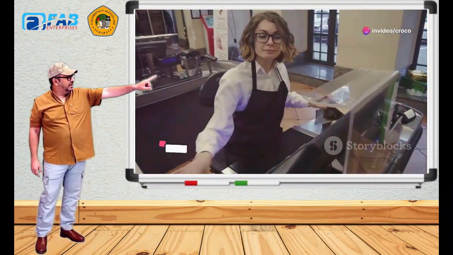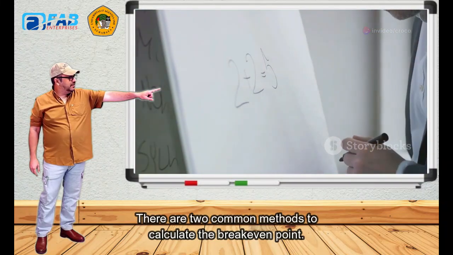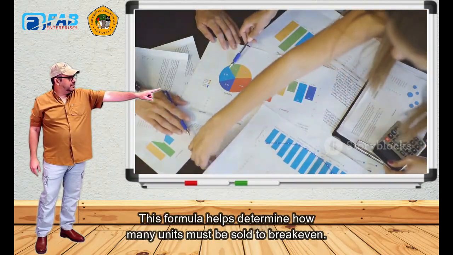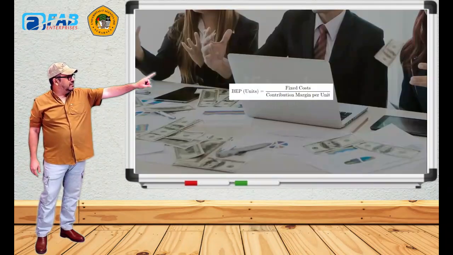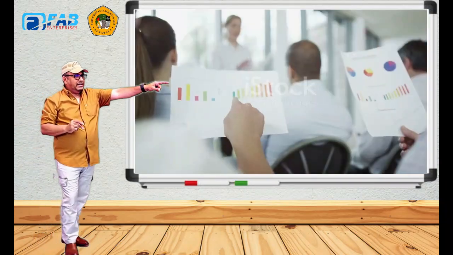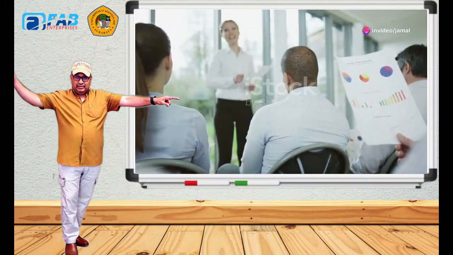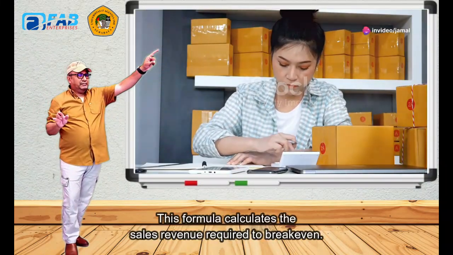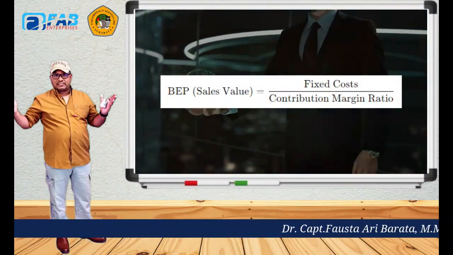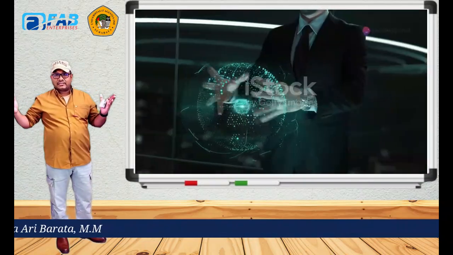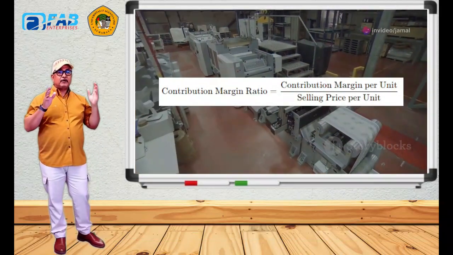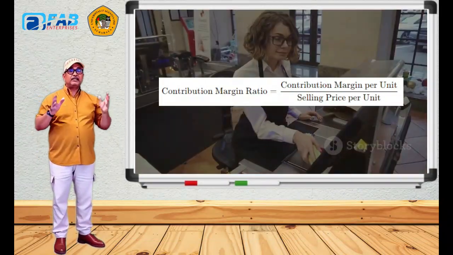Break-even point formulas. There are two common methods to calculate the break-even point. 1. Break-even point in units. This formula helps determine how many units must be sold to break even. BEP in units equals fixed costs divided by contribution margin per unit. 2. Break-even point in sales value. This formula calculates the sales revenue required to break even. BEP in sales value equals fixed costs divided by contribution margin ratio, where the contribution margin ratio equals contribution margin per unit divided by selling price per unit.